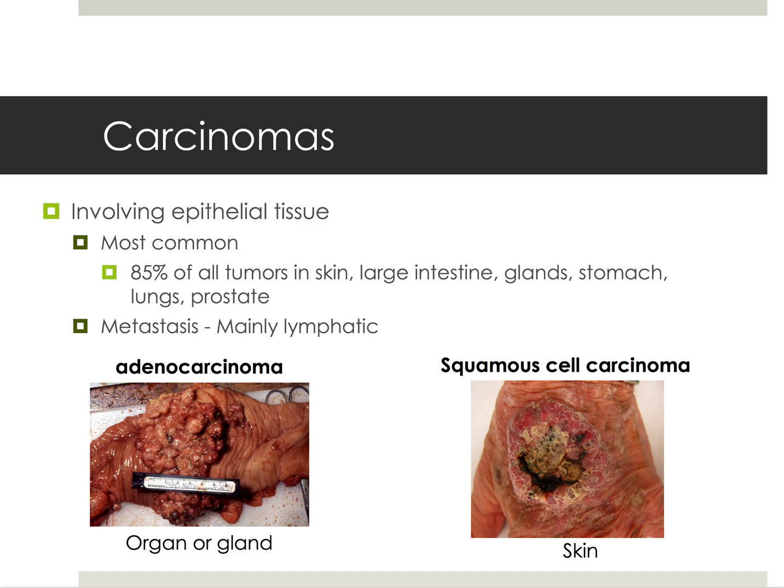So carcinomas are generally going to be cancers of epithelial tissue. So these are going to affect the hollow organs of the body, and you'll see that carcinomas are about 85% of all tumors in the skin, large intestine, glands, stomach, lungs, prostate. Again, the hollow organs of the body. And there's also epithelial tissue on the skin, obviously, because that's what covers our body.